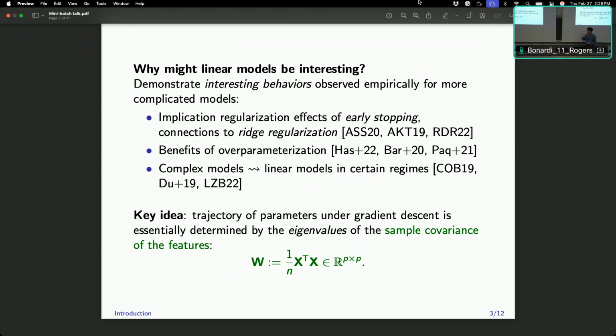And one key idea is that the trajectory of the parameters being learned under gradient descent, or also gradient flow, which is just where we take the limit of the step size going to 0, is essentially governed by the eigenvalues, the spectrum of this sample covariance matrix of the features. So I'll denote it as W throughout the talk. It's just you take your features, X transpose X, and divide by the number of samples you have. So here it will be a p by p square matrix.